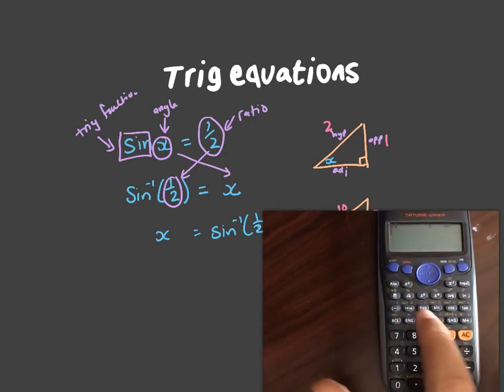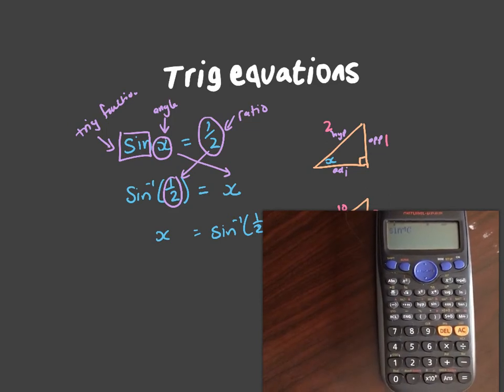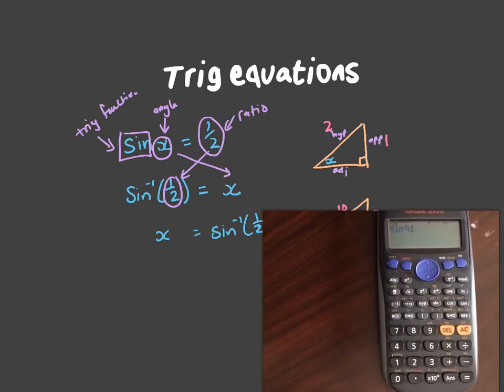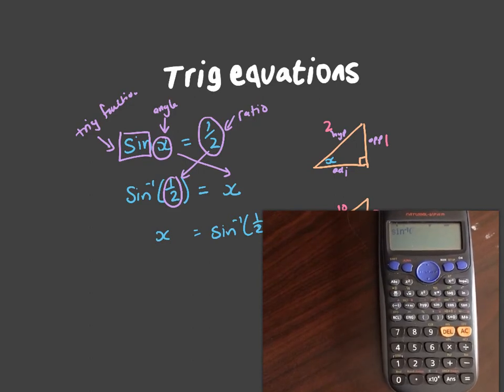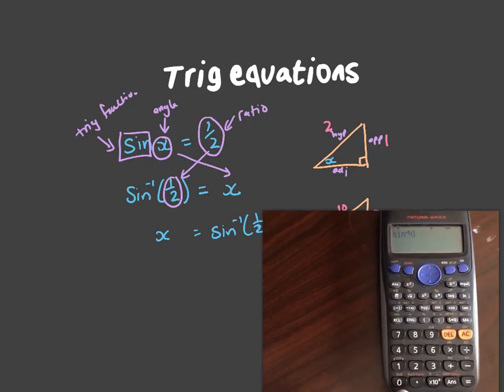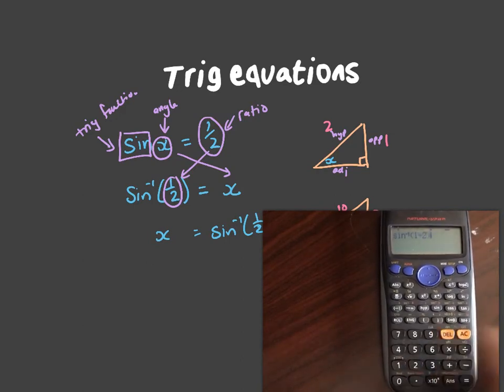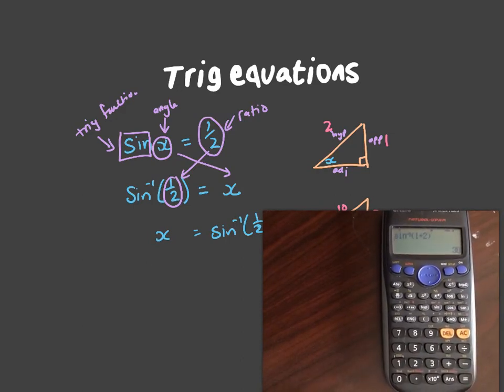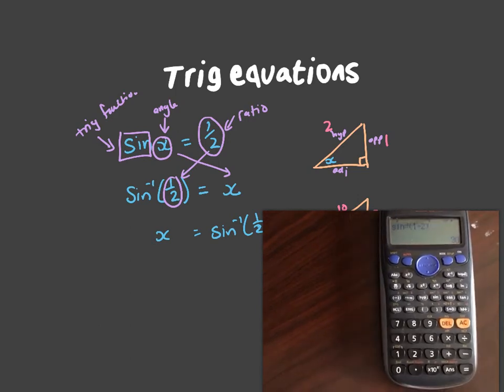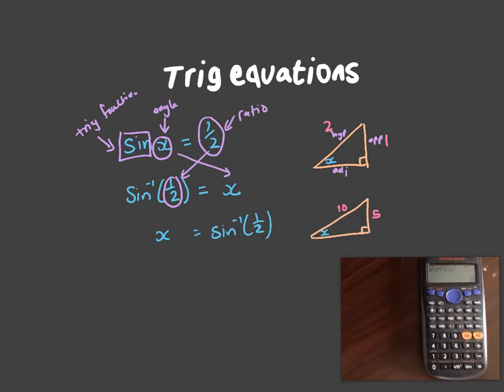So you press shift sine. It looks like sine to the power of -1, but that's not an actual power, that's just a notation. We call that arcsine, and then you type in the ratio, 1 divided by 2, in other words 0.5, and you press equal, and that is 30 degrees. That means x is equal to 30 degrees. The reference angle, in other words, is equal to 30 degrees. And I'm going to emphasize that the whole time: when we work out the value of x here, it's the reference angle that we are referring to.